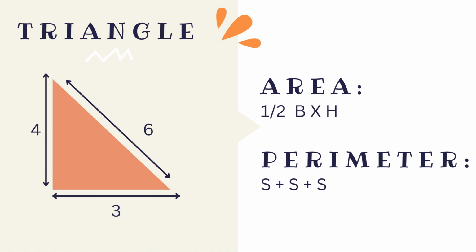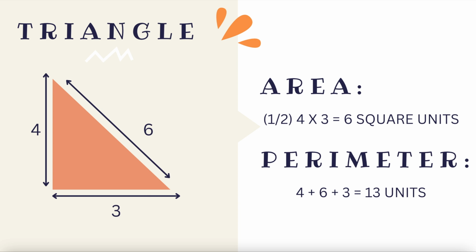Let's take a look at what these numbers looked like when they're plugged into the formula. Our area would be half of 4 times 3. Well, order of operations, I'm going to multiply first. 4 times 3 gives me 12. And if I multiply that by half, that's the same as saying 12 divided by 2, which gives me 6. 6 square units. My perimeter is just adding up all the sides of my figure and I get 13 units.